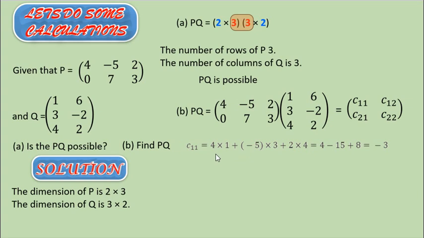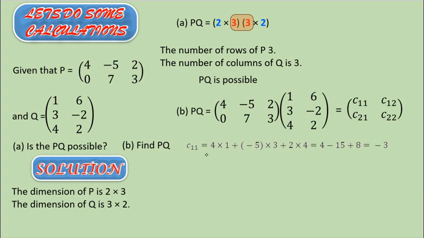So now what do you have? C11 will give us, if you do the multiplication very well, 4 multiplied by 1. That is 4 multiplied by 1 to give us this position. And then after that, minus 5 multiply 3 to give us this. And then finally 2 multiply 4 to give us this. Then if you add everything, if you do everything right, you are going to have the answer as minus 3.